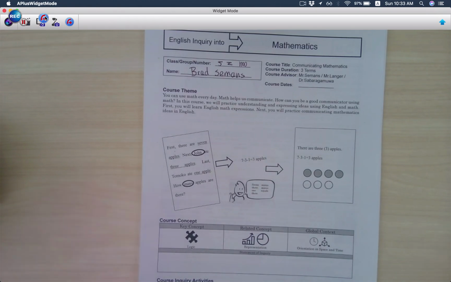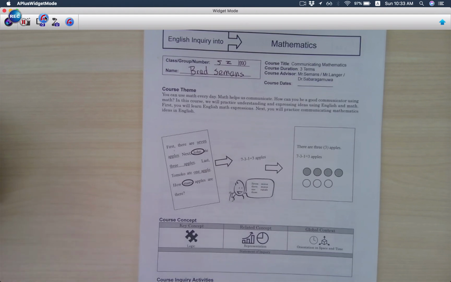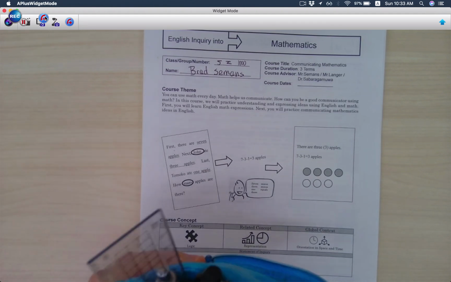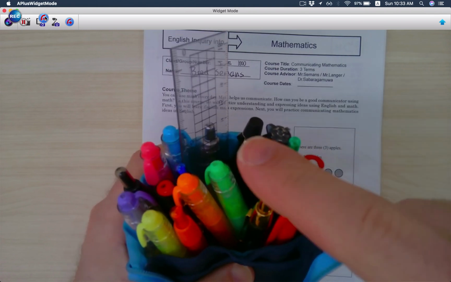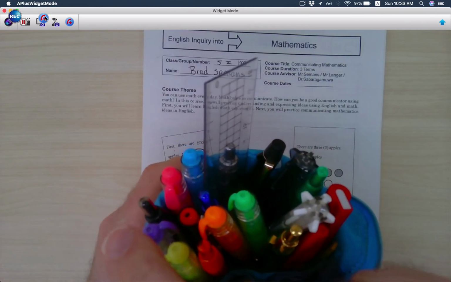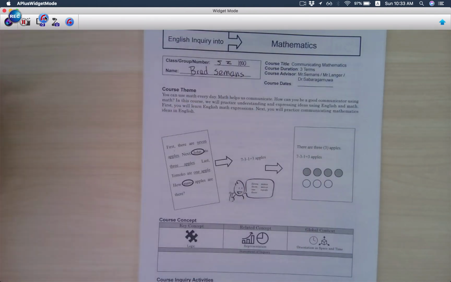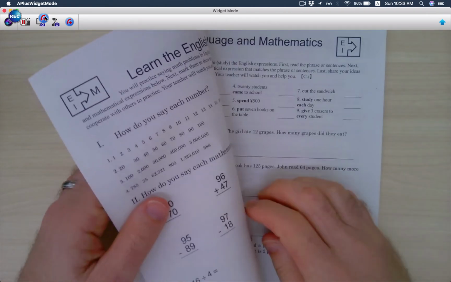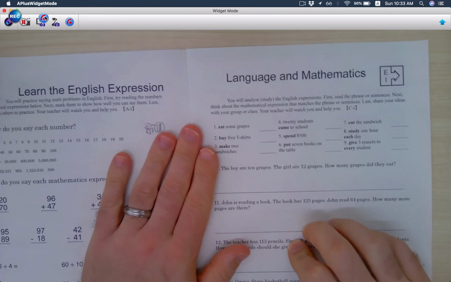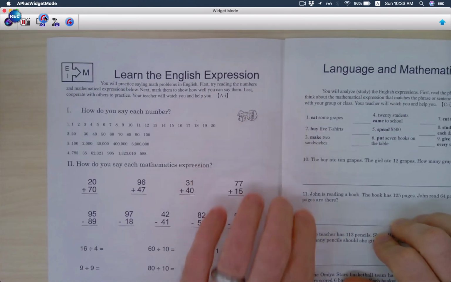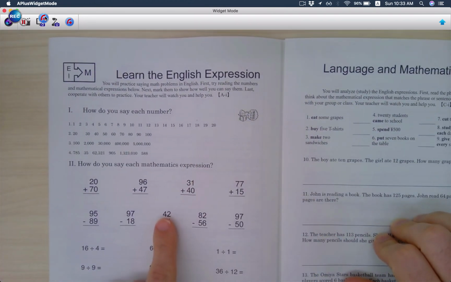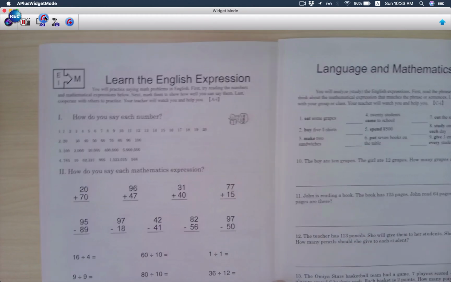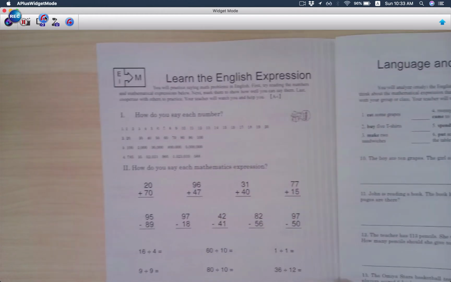So, here we are, and I'm about to try some of these activities. So, of course, I have my pen case, which means I have all of the different colored pens I need to analyze word problems. In our first lesson, we practiced saying mathematical expressions. First, let's look at those a little bit.